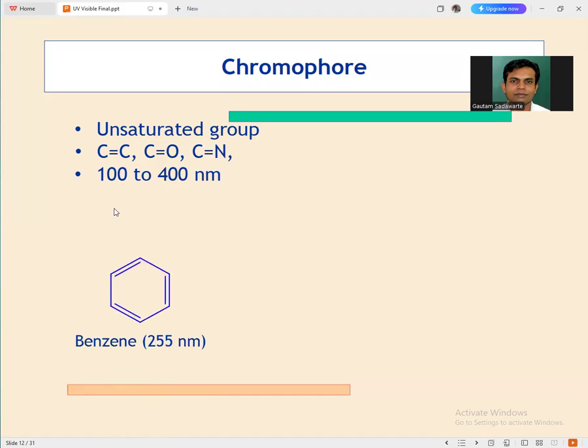See, this is benzene. Benzene is colorless. It shows absorption at about 200. But ethylene shows absorption at about 170 nanometers.